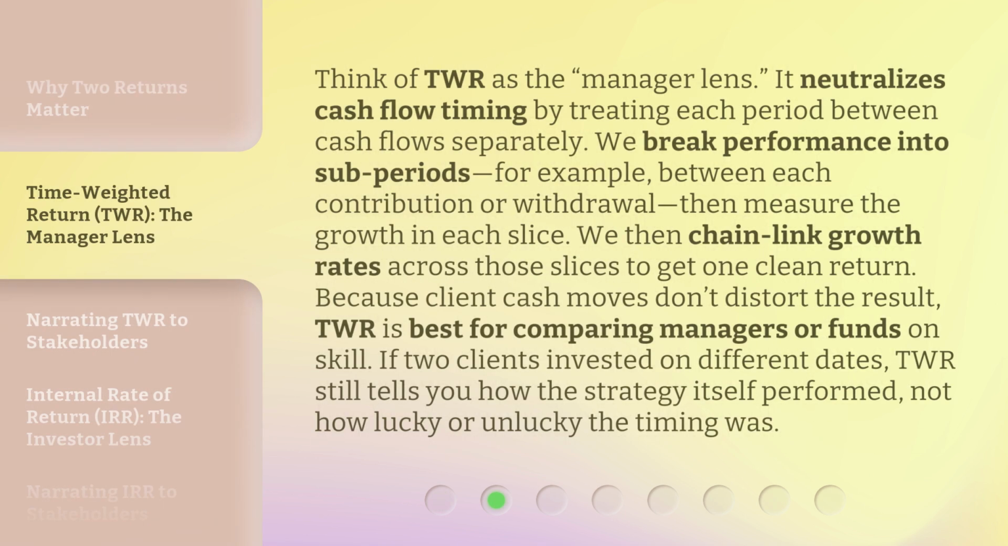Think of TWR as the manager lens. It neutralizes cash flow timing by treating each period between cash flows separately. We break performance into sub-periods, for example, between each contribution or withdrawal, then measure the growth in each slice. We then chain-link growth rates across those slices to get one clean return.